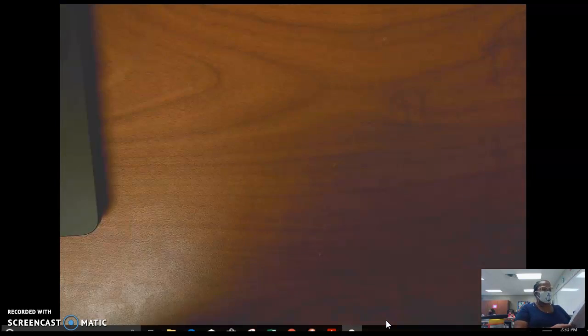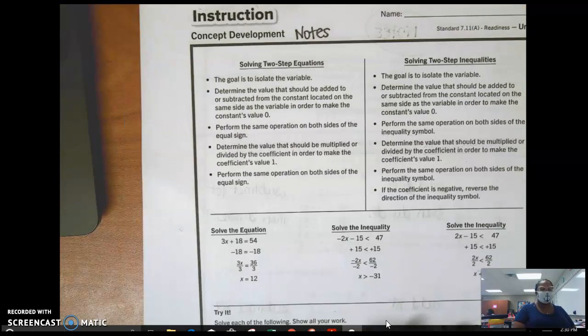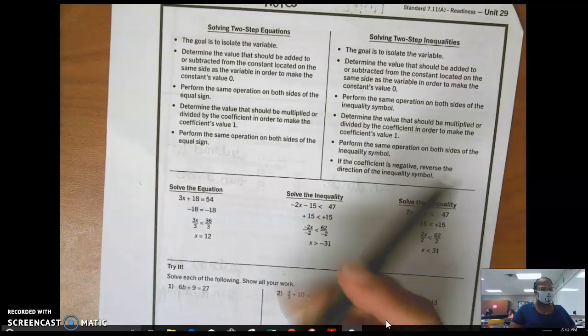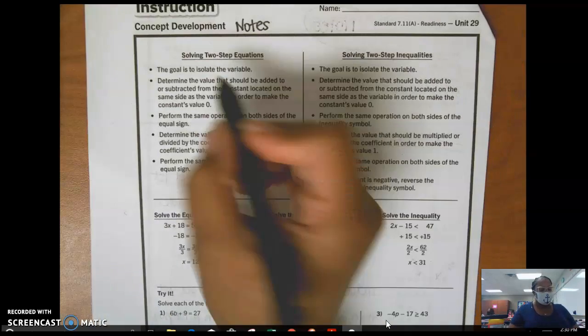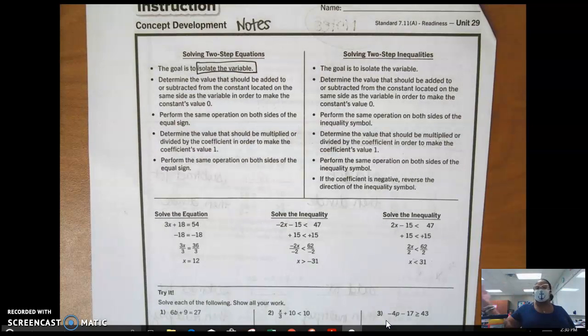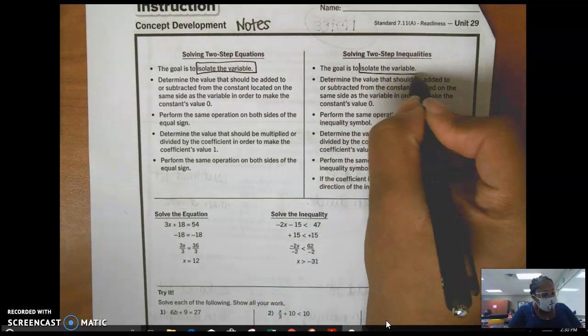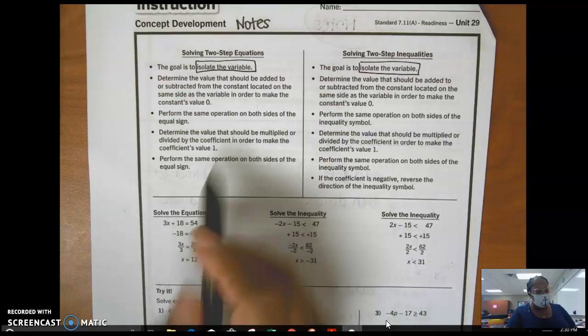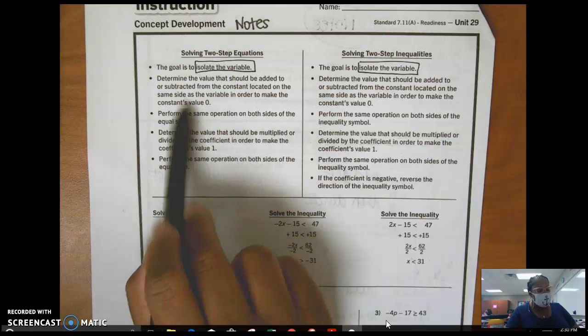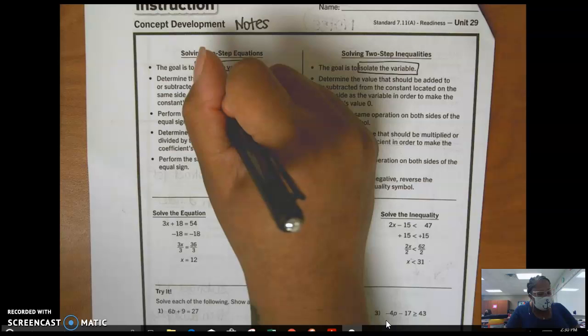So going on to the next page, more notes and information because I wrote notes at the top. You are going to review the notes. What are we supposed to do when we're solving 2-step equations? The goal is to isolate the variable. Yes, there will be some crossing out there. Both of them have a goal to isolate the variable. Determine the value that should be added or subtracted from the constant located on the same side as the variable in order to make the constant's value 0. This is where I cancel out.